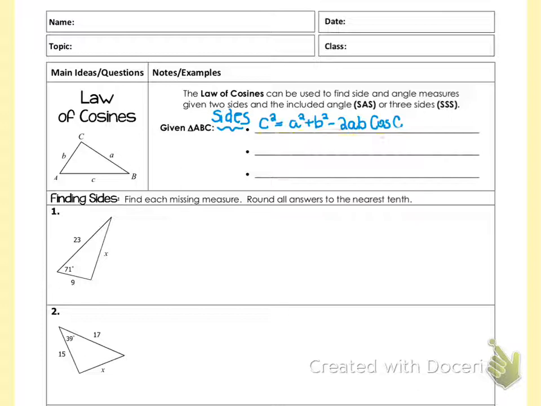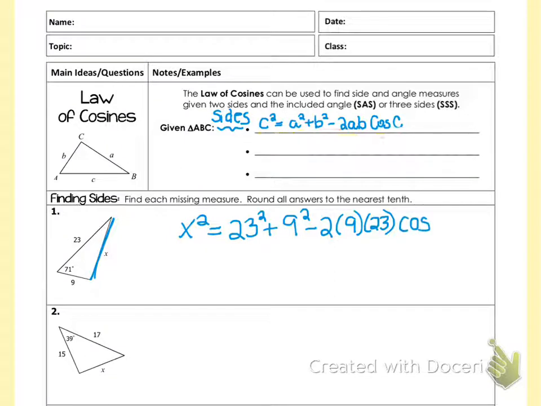Here we're trying to find this side called x, and so that's what it's going to be, like our c squared. So we're going to say x squared is equal to, well, we need to know the other two sides, and they're 23 and 9, so it doesn't matter which one you put first. 23 squared plus 9 squared, or 9 squared plus 23 squared, minus 2 times 9 times 23, and again, order doesn't matter because we're multiplying, and then times the cosine of the angle that's across from the side we're looking for, and of course that's 71 degrees.